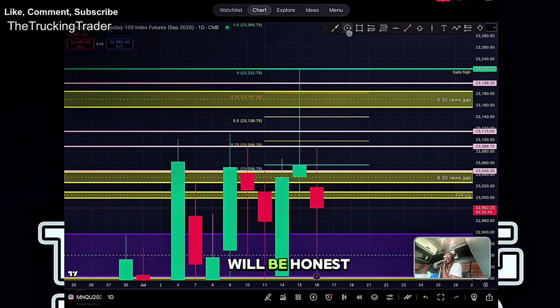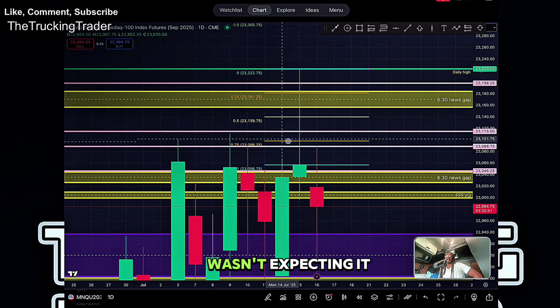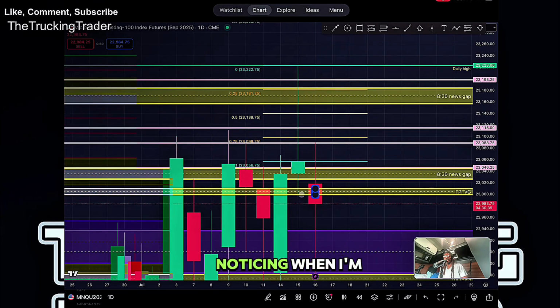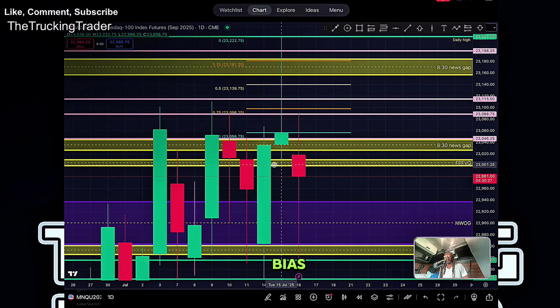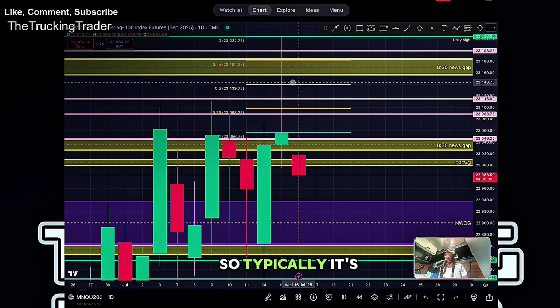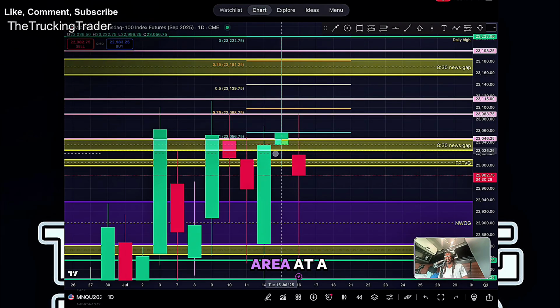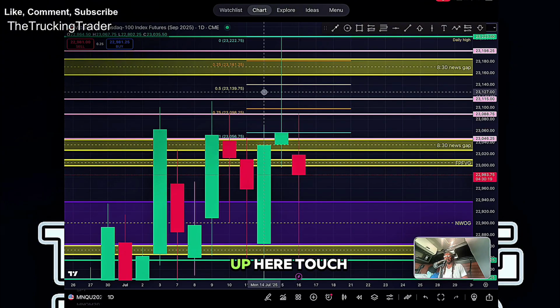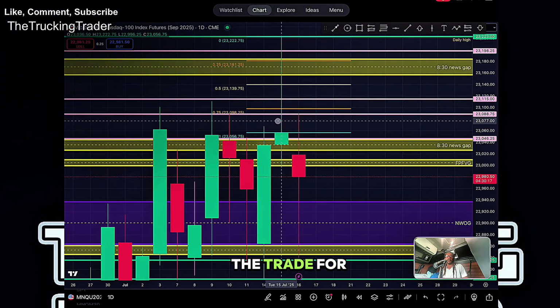Now, initially, I will be honest with you guys, I wasn't expecting it to break out the top, because what I'm noticing when I'm forming my daily bias, like if it breaks out the bottom first, it's typically not going to just go right up and break out the top. So typically, it's only going to break out of one area at a time, right? So if it breaks out the bottom, I was thinking maybe it could come back up here, right? Maybe you could take some buys during the morning session. It comes back up here, touch the middle of the wick. That'll be the trade for the morning session, right? But as you guys can see, that literally never happened.